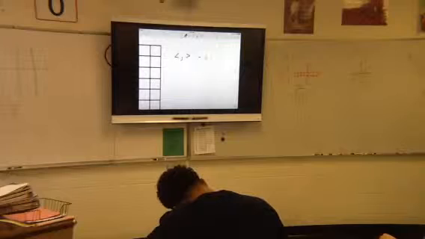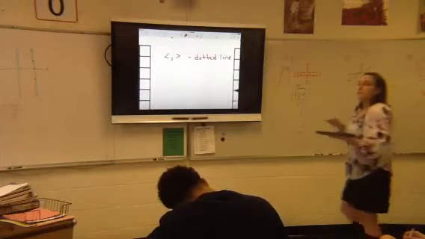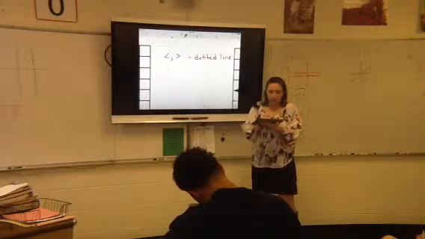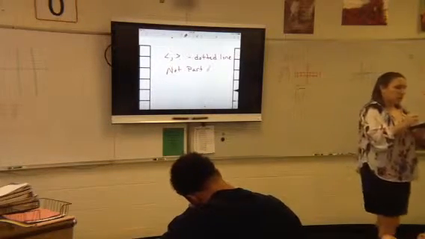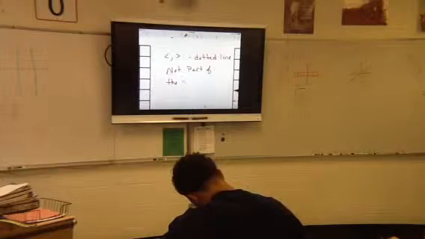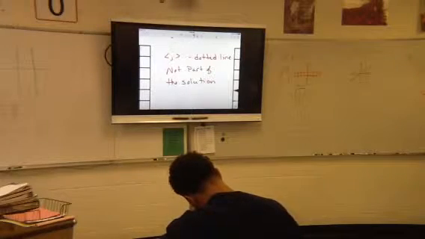So what he's saying is if you have less than or greater than, okay, this is going to be a dotted line. Okay? And the important part here is dotted line, that means not part of the solution. Just like when we had an open circle, it wasn't part of our answer, a dotted line will not be part of our answer. Okay?